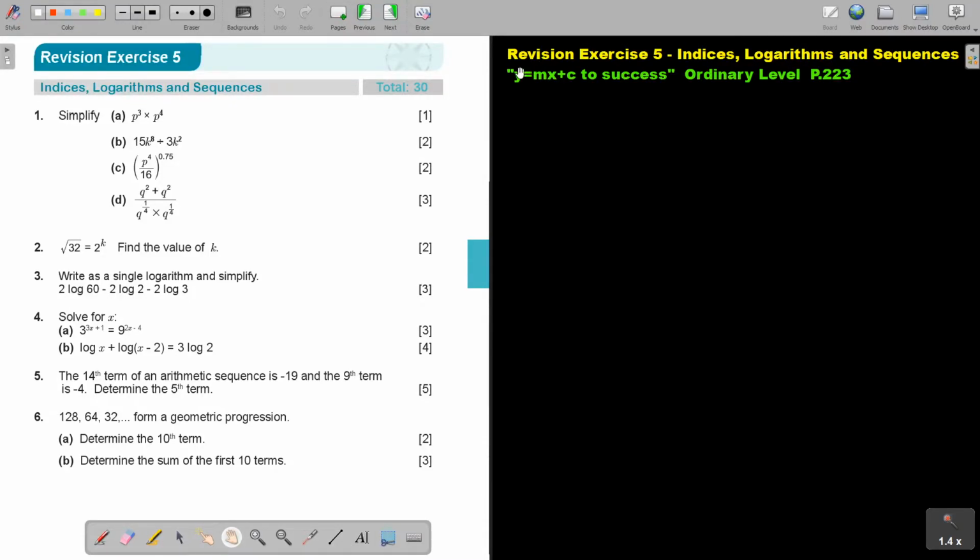In this video, we are going to focus on revision exercise 5, indices, logarithms and sequences. You will find this on page 223 in the Namibian Ordinary Level Mathematics textbook, y equals mx plus c to success. If you look at number 1, you will see it's all indices. Now, I think the best will be if we just go back to the chapter and just quickly revise all the rules of indices.